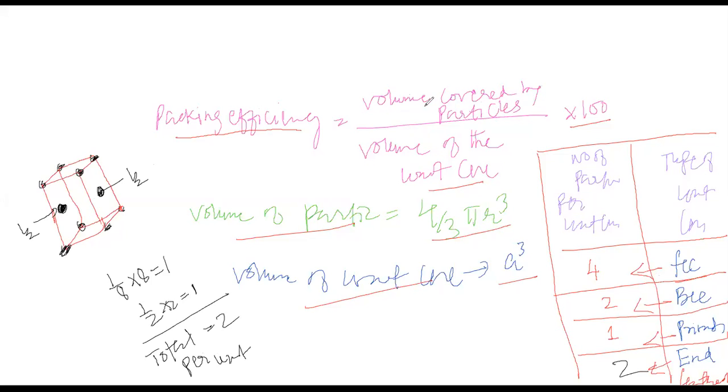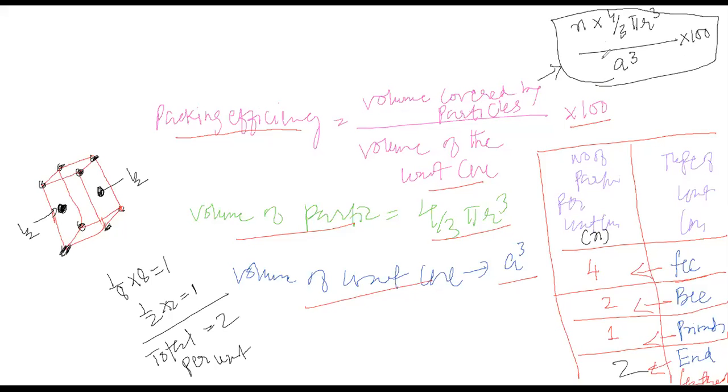Now when it comes to the volume covered by particles, for that we can write, if this is n, then for that we will write n multiplied by 4 by 3 pi r cube divided by a cube multiplied by 100. This is the exact formula for calculating the packing efficiency. For FCC we take n is equal to 4, for BCC we take n is equal to 2, for primitive we take n is equal to 1, and for end-centered we take n is equal to 2.